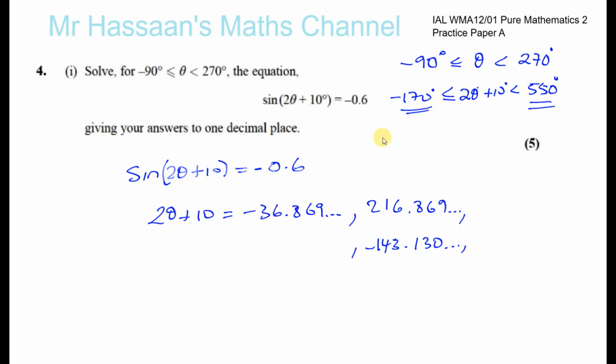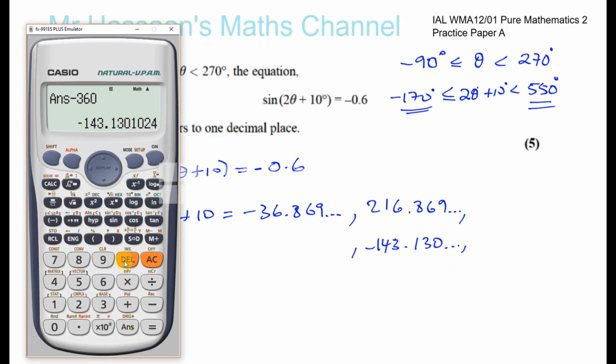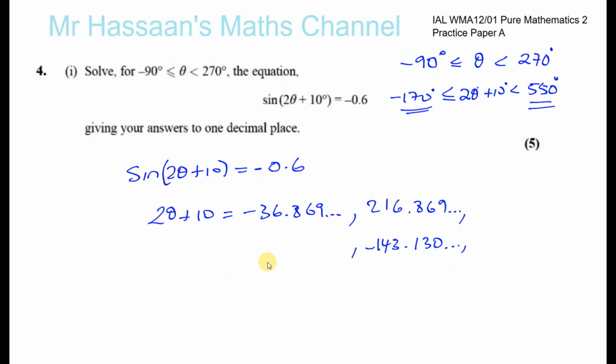So let me go back to my answer that I stored. Recall A. Yeah, that was the answer that I got originally. Now I'm going to add 360 to that, and that's going to be in the range: 323.130.